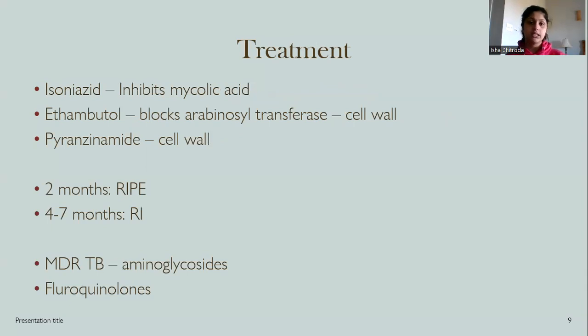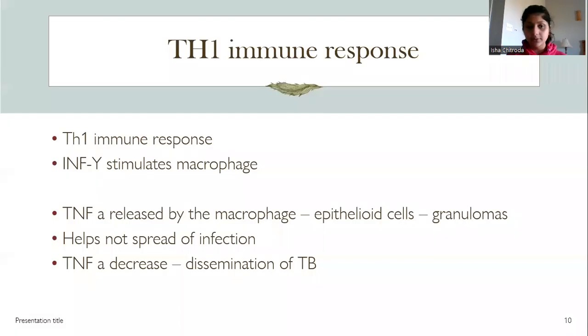So now you have the treatment. Isoniazid inhibits mycolic acid synthesis, and it can lead to hepatotoxicity, and it can also lead to sideroblastic anemia because it inhibits B6. Then ethambutol blocks arabinosyl transferase, which is also part of the cell wall, and it can lead to optic neuritis. Pyrazinamide is also a cell wall inhibitor. For 2 months, you're supposed to give RIPE, which is rifampin, isoniazid, pyrazinamide, and ethambutol. And then after 2 months, for 4 to 7 months, you're supposed to give rifampin and isoniazid. And for multi-drug resistant tuberculosis, you're supposed to give aminoglycosides, fluoroquinolones, etc.